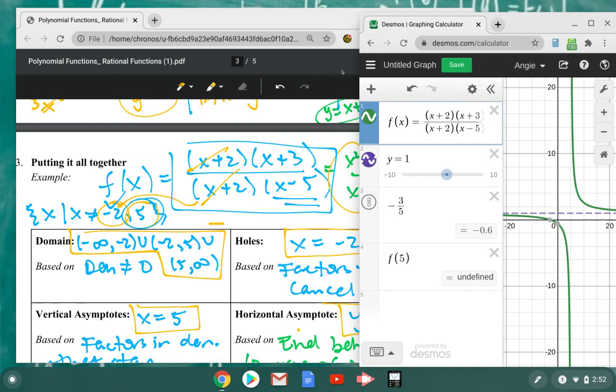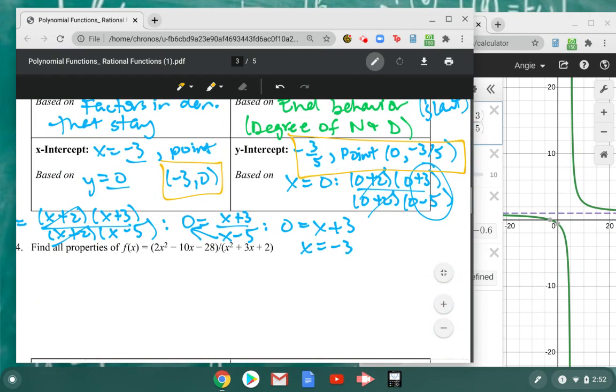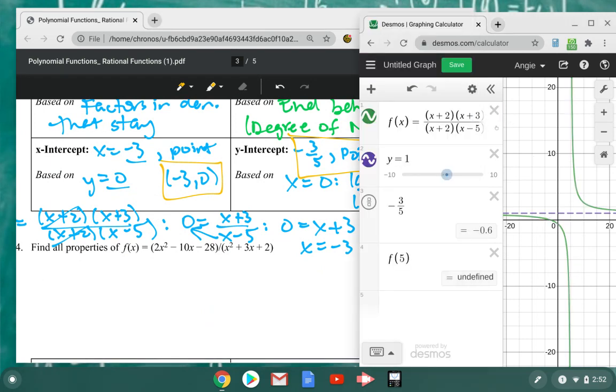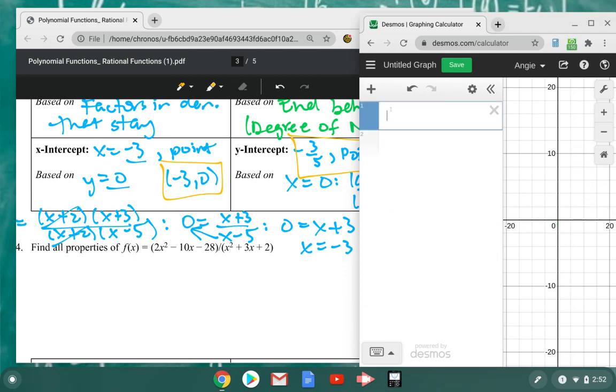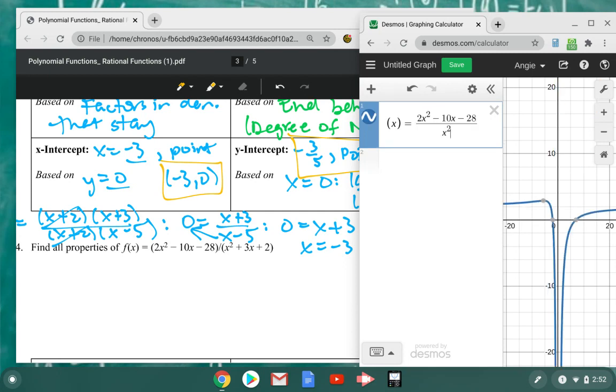Okay, so that's our process. Let's do another example, and let's start by graphing this one. Graphing is a great place to start. This one is not given to us in factored form, so I'm just going to type it in its original form: 2x squared minus 10x minus 28 divided by x squared plus 3x plus 2.